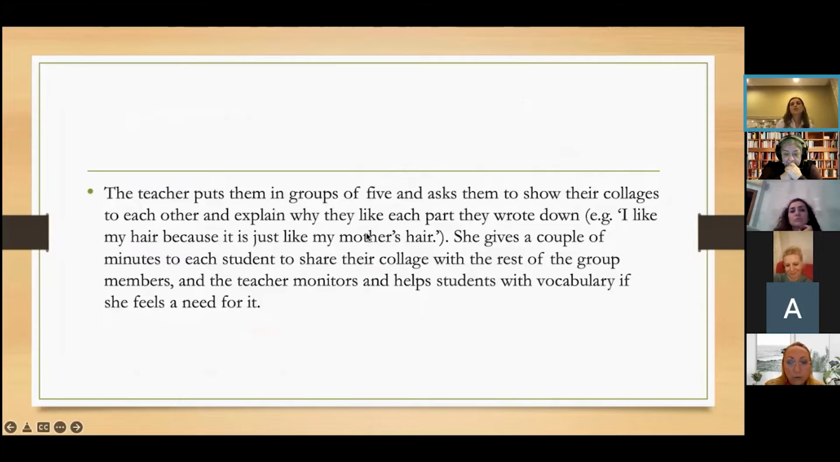The teacher puts them in groups of five and asks them to show their collage to each other and explain why they like each part they wrote down. Like, "I like my hair because it is just like my mother's hair." She gives a couple of minutes to each student to share their collage with the rest of the group members, and the teacher monitors and helps students with vocabulary if she feels a need for it.